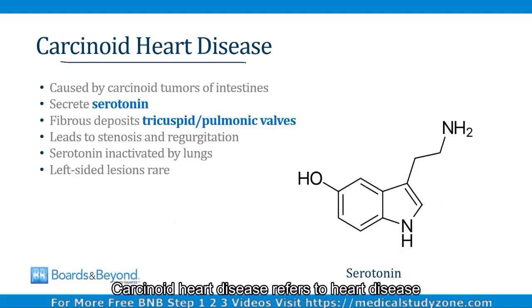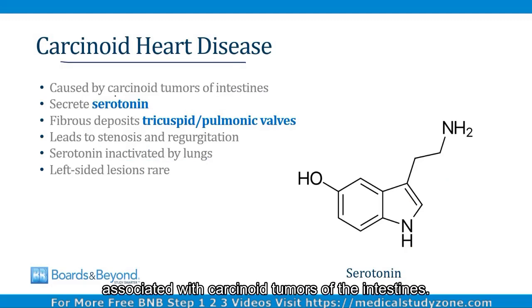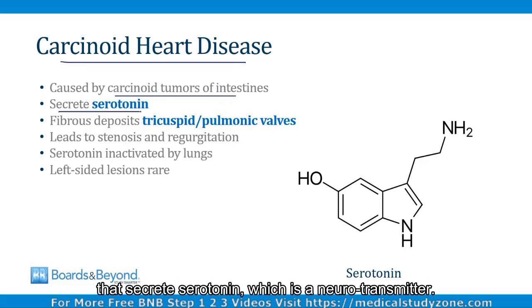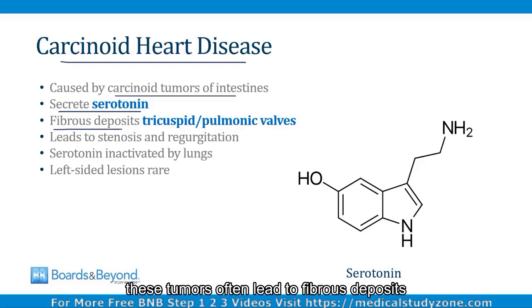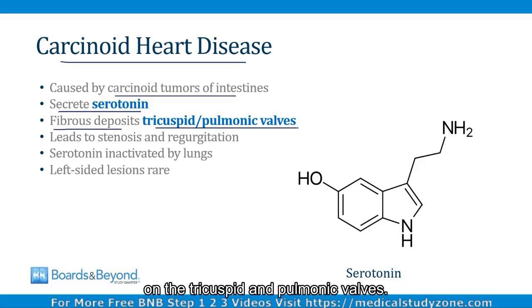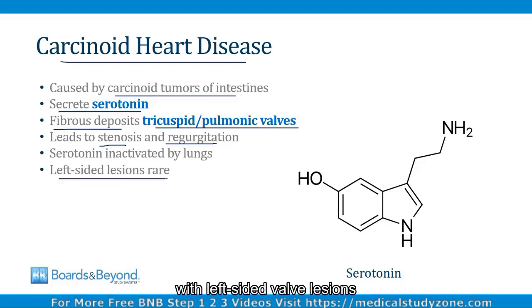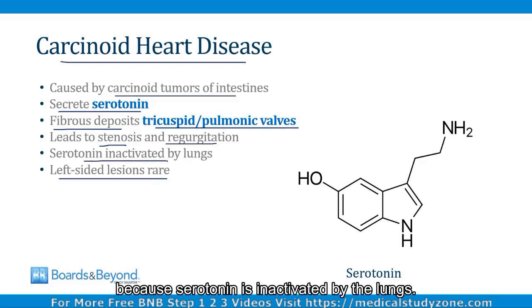Carcinoid heart disease refers to heart disease associated with carcinoid tumors of the intestines. Carcinoid tumors are rare intestinal tumors that secrete serotonin, which is a neurotransmitter. For reasons that are poorly understood, these tumors often lead to fibrous deposits on the tricuspid and pulmonic valves. This can cause stenosis or regurgitation of the tricuspid or pulmonic valves. Importantly, carcinoid tumors are almost never associated with left-sided valve lesions like lesions of the mitral and aortic valves, and this is believed to be because serotonin is inactivated by the lungs.